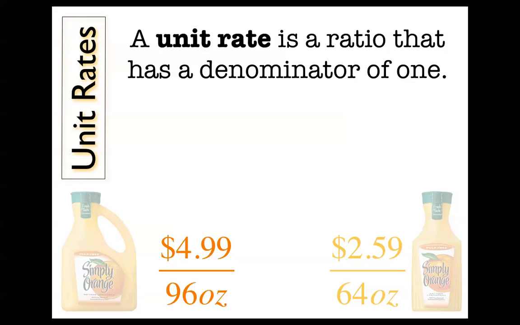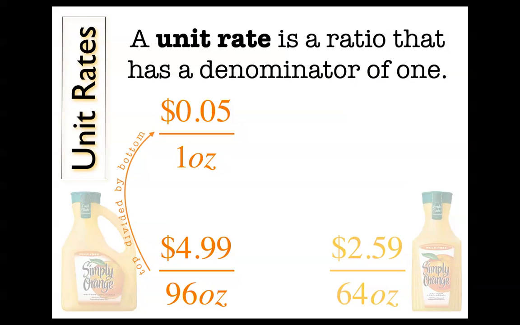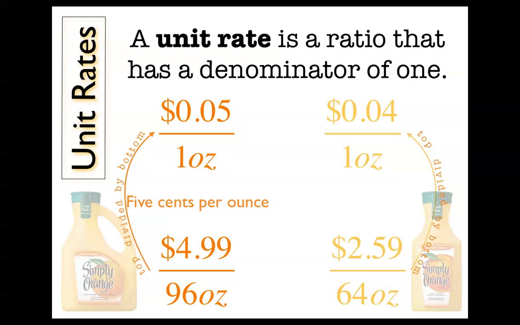So, how do you turn $4.99 for 96 ounces into a unit rate per ounce? You just do top divided by bottom. When you do 4.99 divided by 96 and round it to the nearest penny, it's 5 cents per ounce. And when you take 2.59 and divide it by 64 and round that, you get about 4 cents per ounce. So the larger container is 5 cents per ounce. The smaller container is 4 cents per ounce.